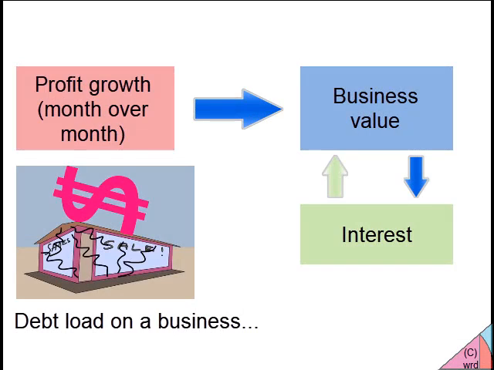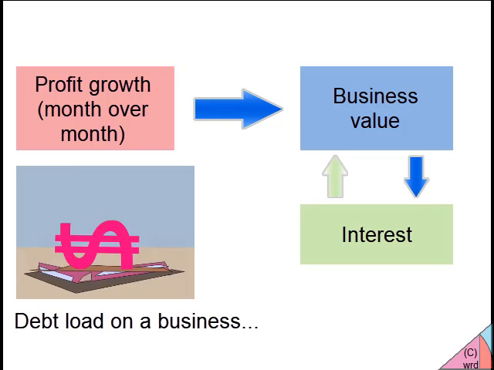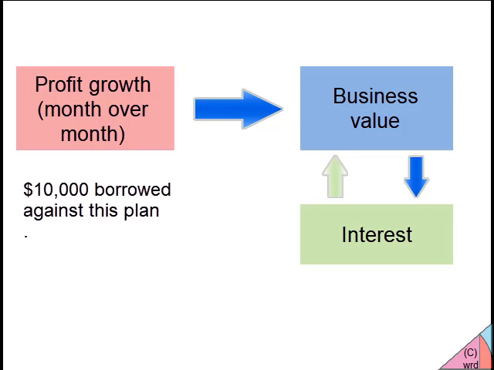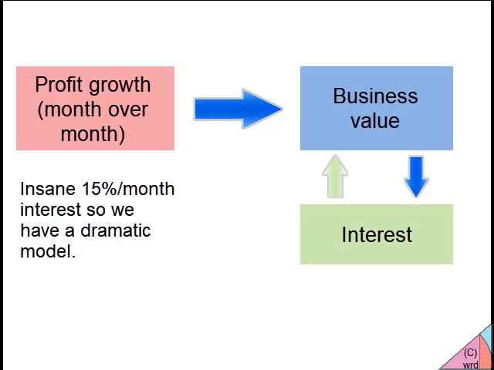Debt load on a business. We use almost the same setup. An entrepreneur promises an investor she can increase profit at a rate of $300 a month each month. She says this can be kept up long enough to get the business stable. The entrepreneur borrows $10,000 against this plan. The interest is steep, 15% a month, so that we have a fast-developing model.